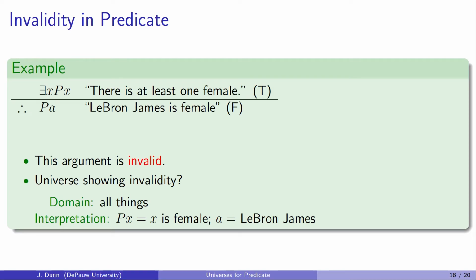That's because with this interpretation and that domain, the premise says there's at least one female, which of course is true. Out of all the things there are some females. While the conclusion says that LeBron James is female, which is false. He's not female. So this universe, that domain and interpretation you see below, that establishes that the argument is invalid because it's a way of showing that the premise could be true while the conclusion's false. Let's next look at a slightly more difficult example.